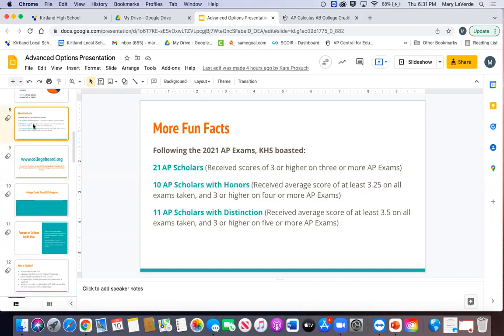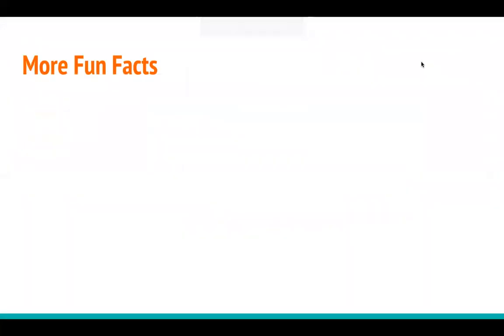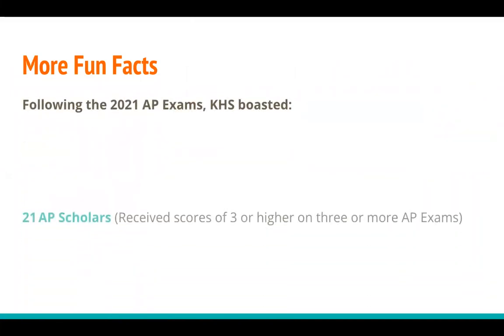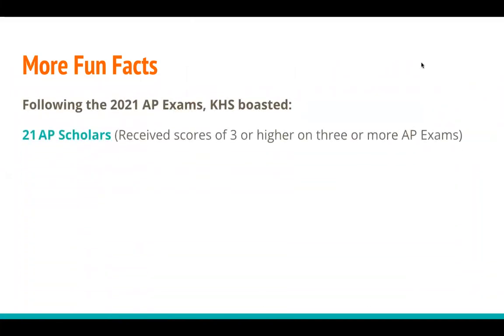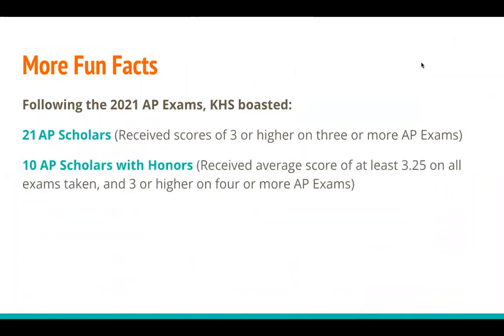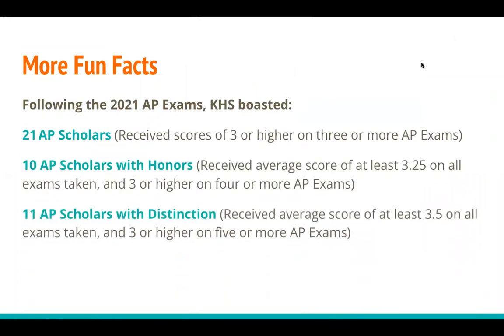Okay, good. So they're called AP Scholars. There are different levels. The first level is AP Scholar, and we had 21 of them in the 2021 school year. Those are for students who received a 3 or higher on 3 or more AP exams. That could be in one year, or across all of the tests they've taken over their high school career. We had 21 of those students.